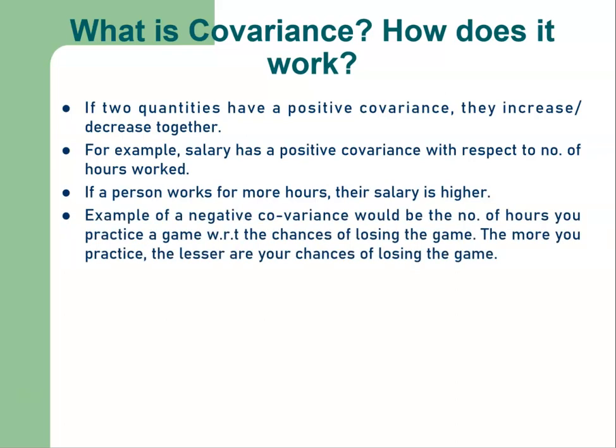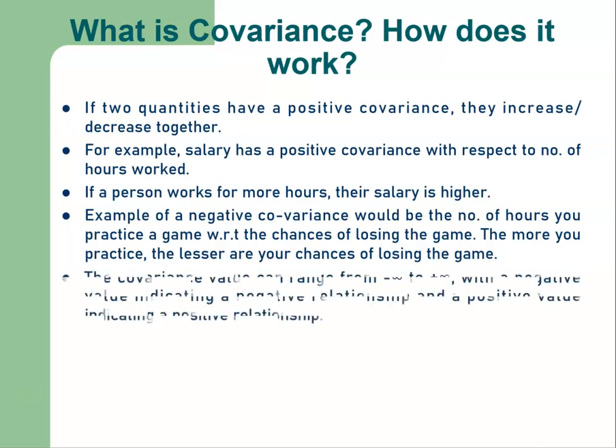An example of a negative covariance would be the number of hours you practice a game with respect to the chance of losing the game. The more you practice, the lesser are your chances of losing the game. So the covariance between the number of hours you practice and the chances of losing games will be negative.